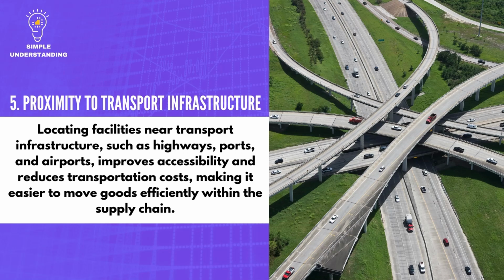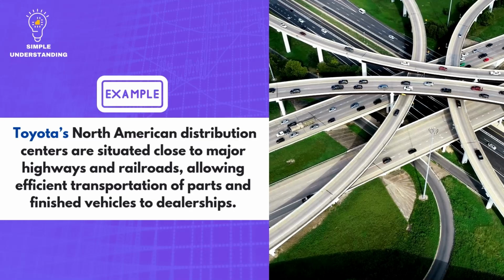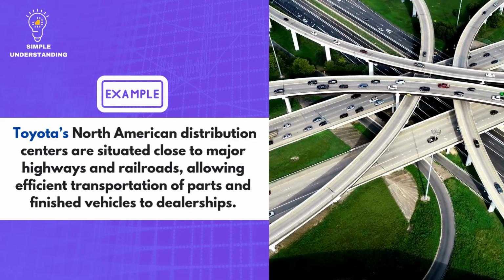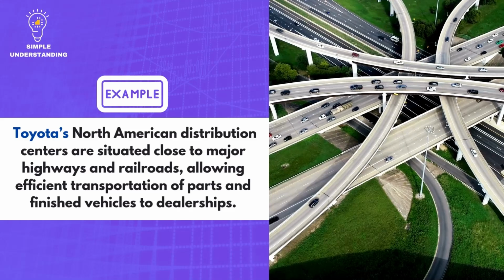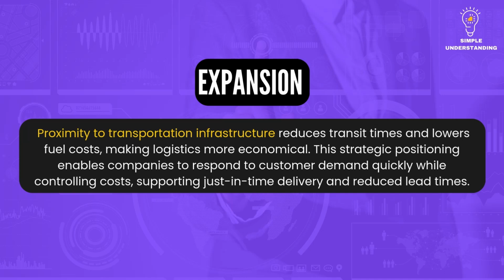Locating facilities near transport infrastructure, such as highways, ports, and airports, improves accessibility and reduces transportation costs, making it easier to move goods efficiently within the supply chain. Real company example. Toyota's North American distribution centers are situated close to major highways and railroads, allowing efficient transportation of parts and finished vehicles to dealerships. Expansion. Proximity to transportation infrastructure reduces transit times and lowers fuel costs, making logistics more economical.